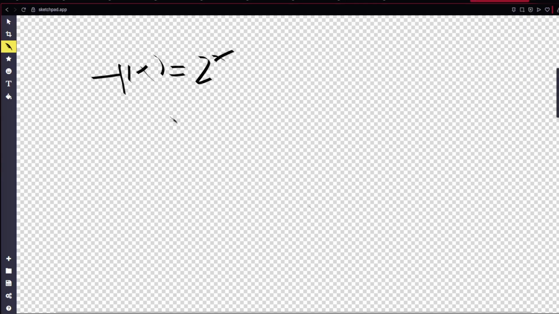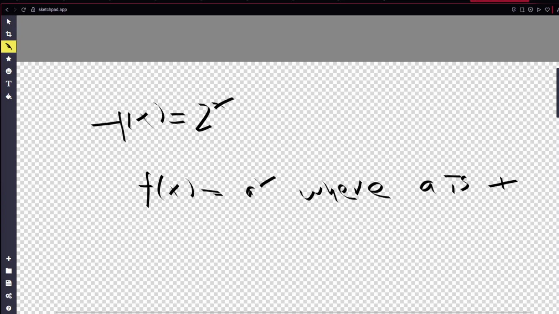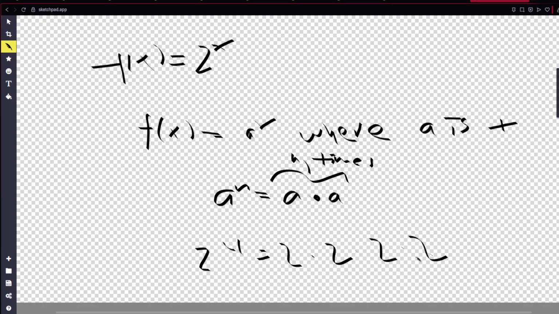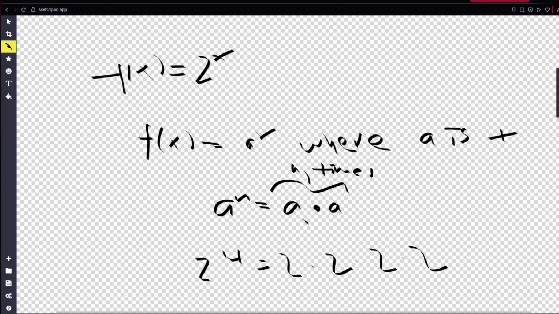In general, f of x is equal to a to the x, where a is positive, but it doesn't necessarily have to be, because there can be a coefficient of -1 up front. So a to the n, so a to any number n, is just going to be that number multiplied n times. So let's just say n times, such that 2 to the 4 is equal to 2 times 2 times 2 times 2. So the base multiplied by itself n times, which will be 4 in this case, which is 16.